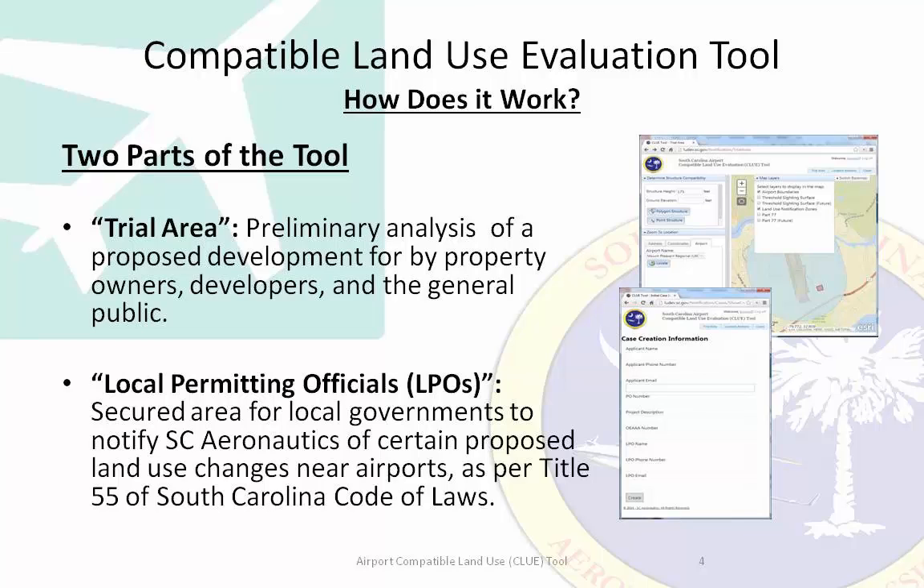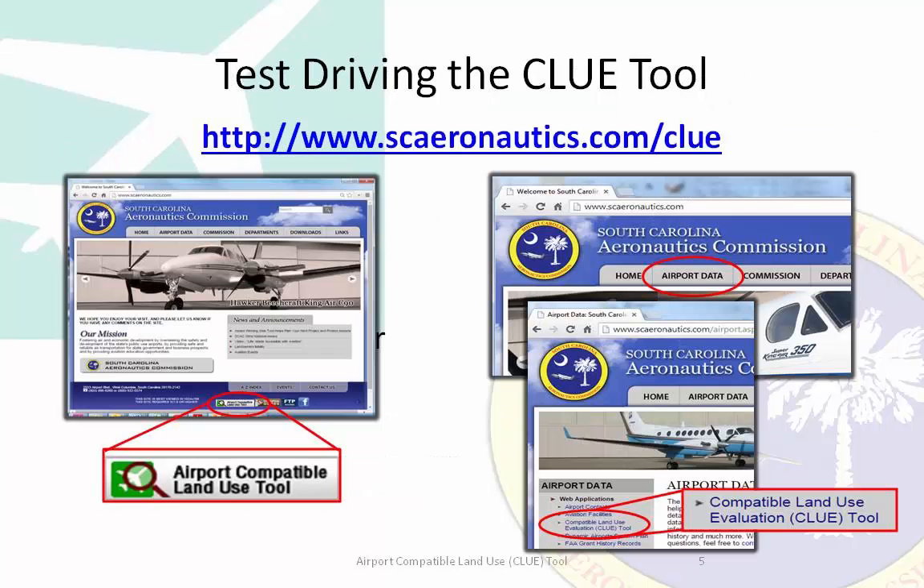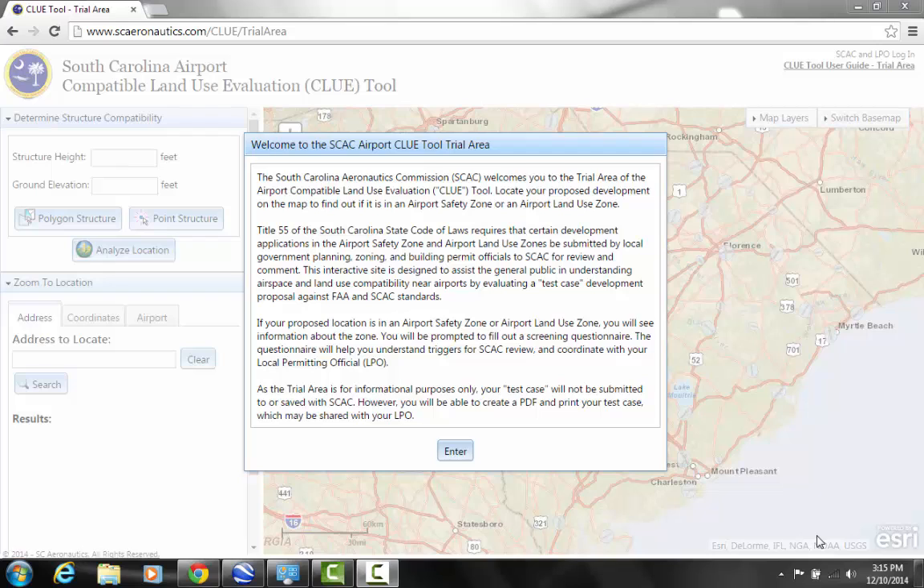In this video, we will do a short demonstration of the trial area to show how anyone can do a test case of a proposed project easily and quickly. As mentioned before, the CLUE tool is available directly at www.scaeronautics.com/CLUE. You can also access the tool from our homepage using the button at the bottom of the screen, or click on the Airport Data tab on the top of our homepage and then select the CLUE tool on the left side. So here is the CLUE tool at startup.